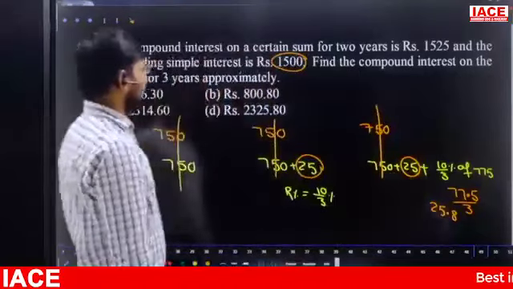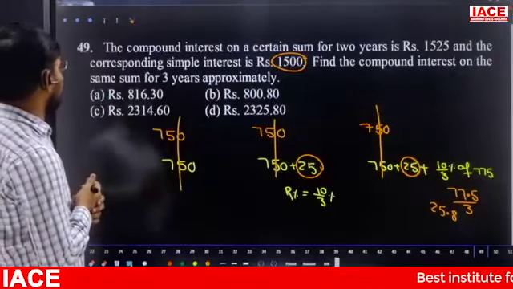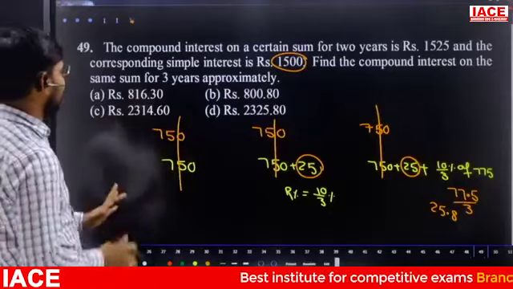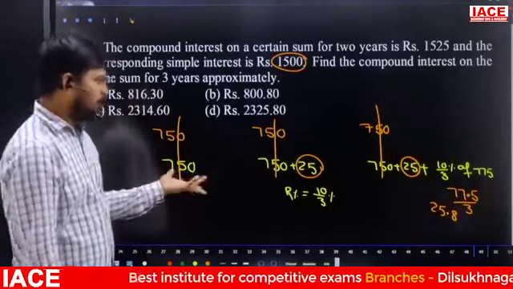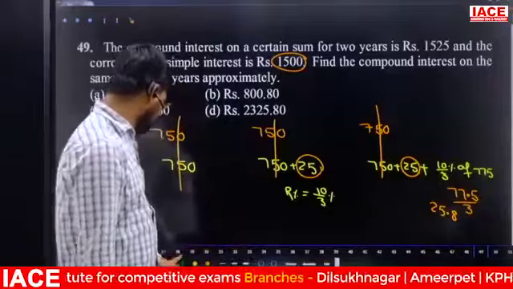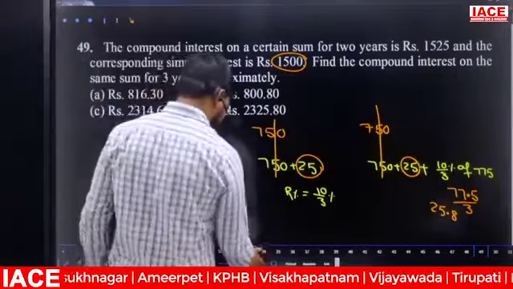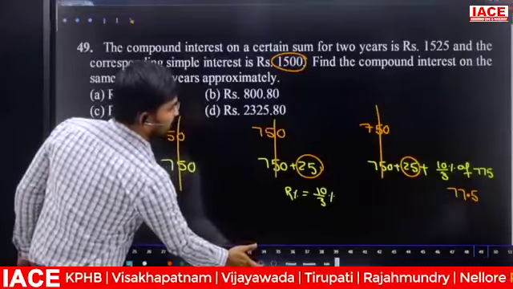25.8. Yes or not? Find the compound interest. Oh, they're asking for interest now, not the difference. Okay, no problem. They're asking for 3 years compound interest, not a difference.